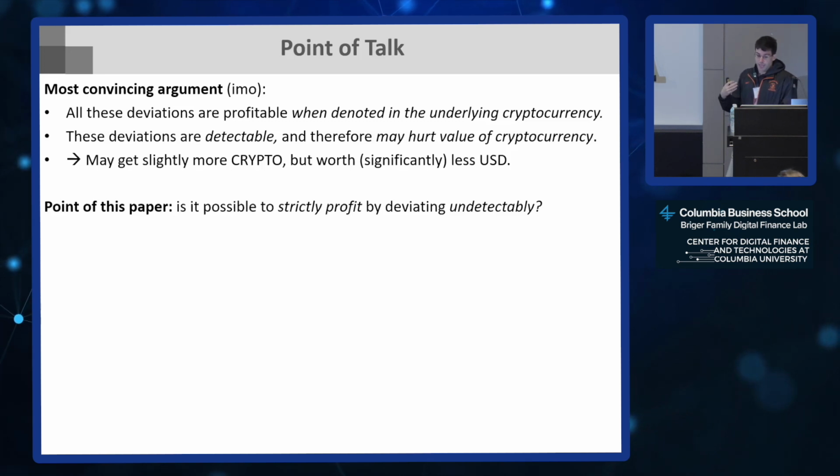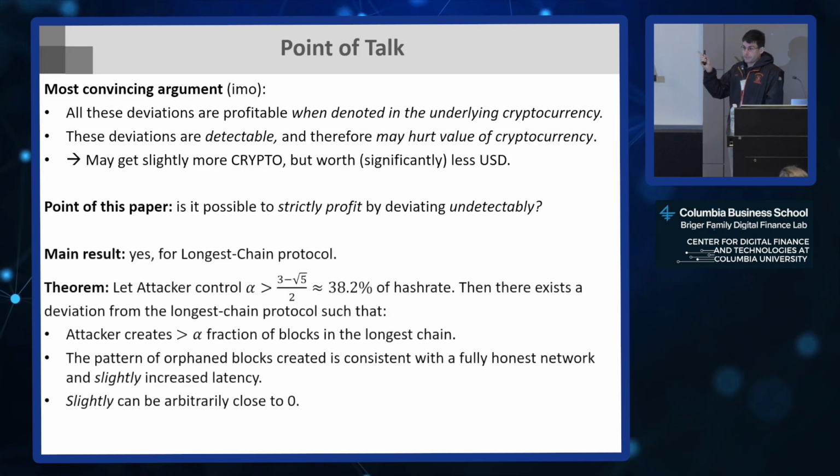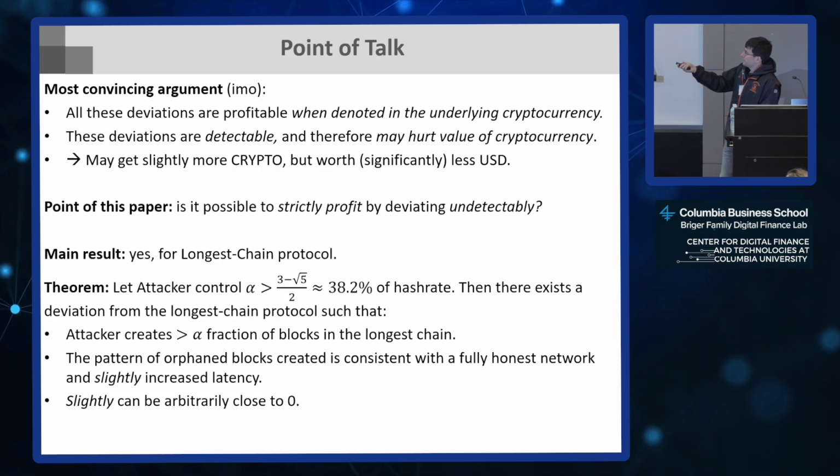And so what we tried to look at is, is it possible to somehow get around this argument and maybe do a profitable deviation from, we looked specifically at Bitcoin, in a way that is not detectable? So the main result here is yes, it is possible to do that. And let me elaborate a little bit on what that means.